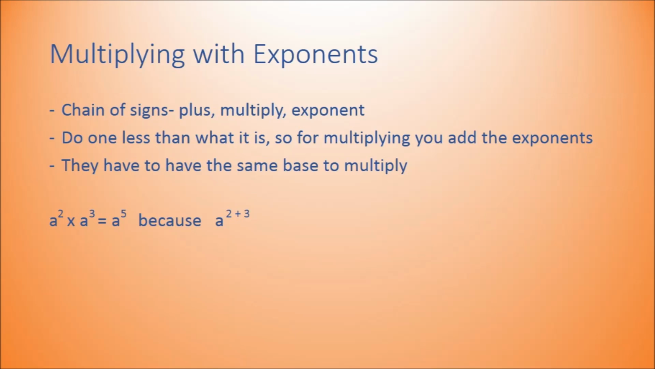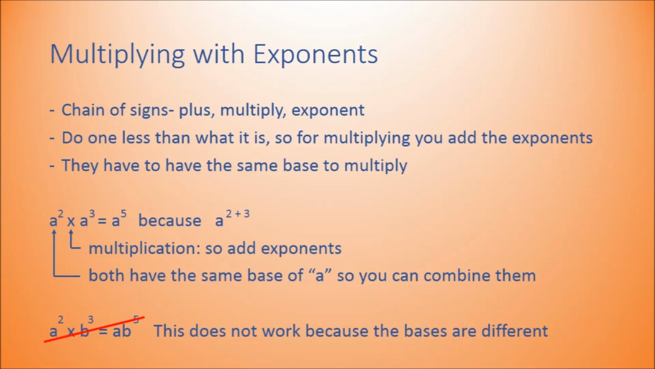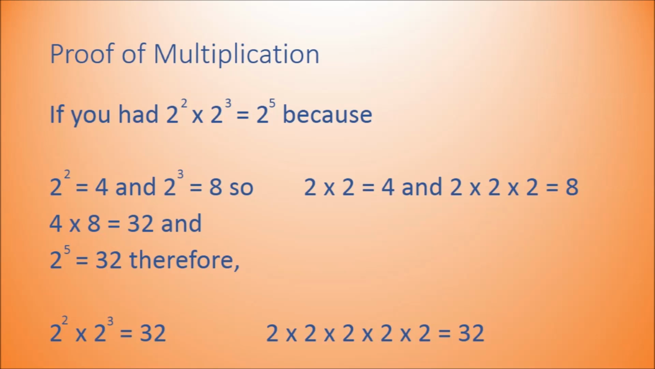So let's look at this example. If you have a squared times a to the third, you get a to the fifth because you're multiplying and they have the same base, and so you would add the exponents. And here's another example, a squared times b squared. You actually can't do that because the bases are different. So that's definitely a big thing. You can't combine things unless they have the same base.